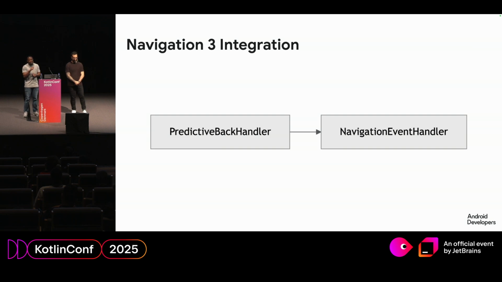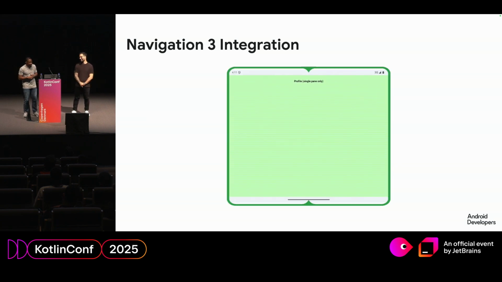And that's because we had this fun bug in Compose where if you could go back fast enough, you could get to a state where your predictive back handler was actually disabled and it still allowed you to do back because you didn't recompose in between the frames. So that got fixed in Navigation 3.